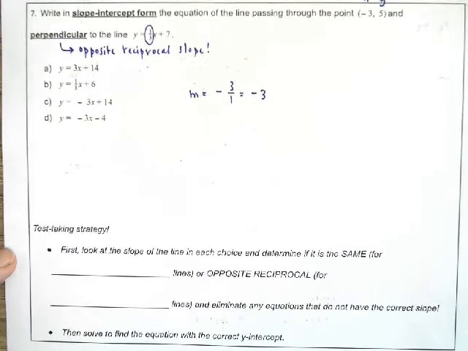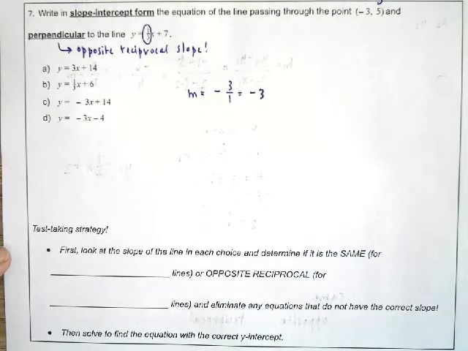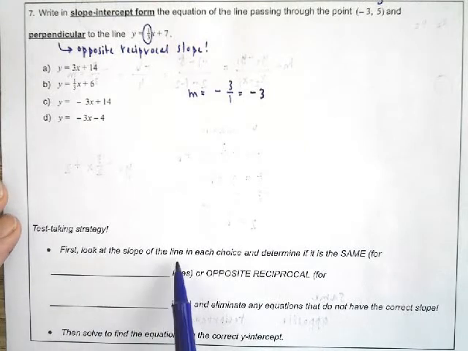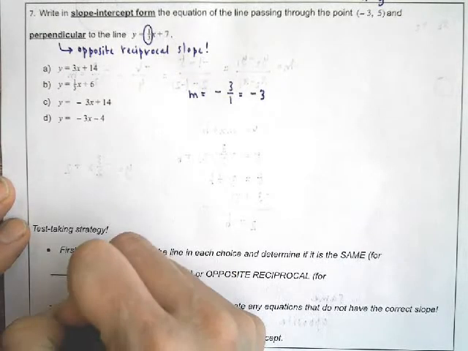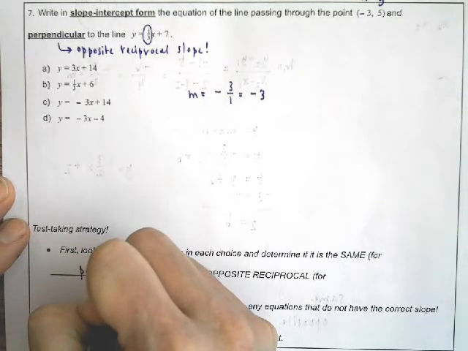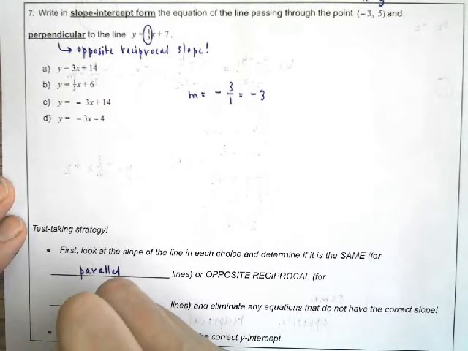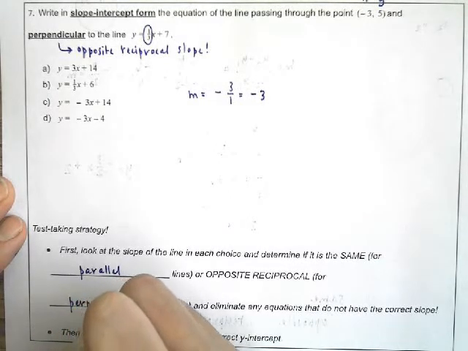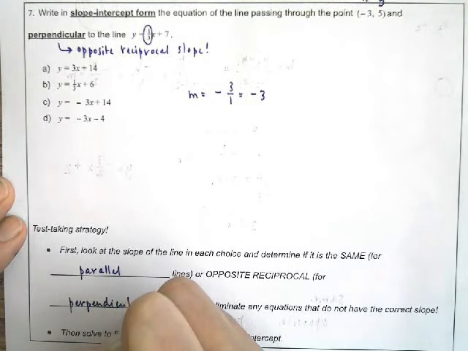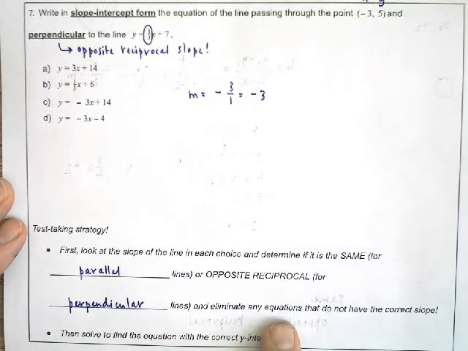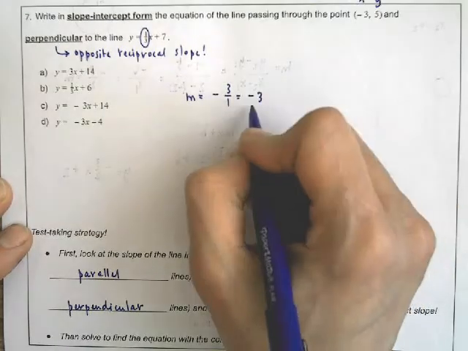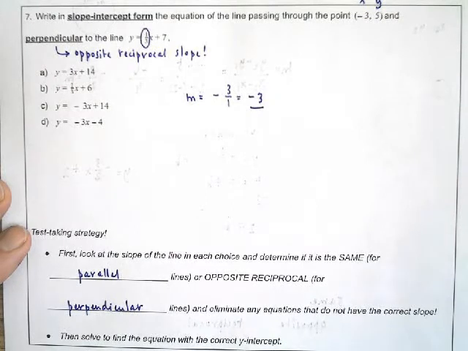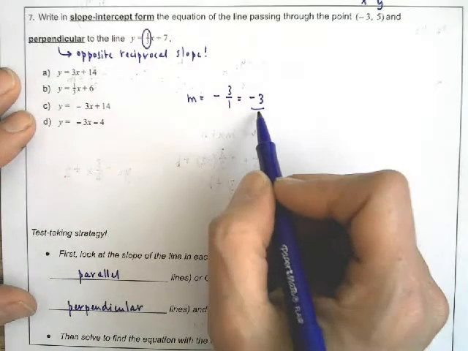Now, here's where I want us to be a little smart about how we look at our choices. When I do this, the first thing I'm going to do is look at the slope of the line in each choice and determine if it's the same for parallel lines or opposite reciprocal for perpendicular lines. And I'm going to eliminate any equations that don't have the correct slope. So in other words, here we said our slope of our new line needs to be negative 3. So I'm going to eliminate any of these choices that don't have a slope of negative 3.